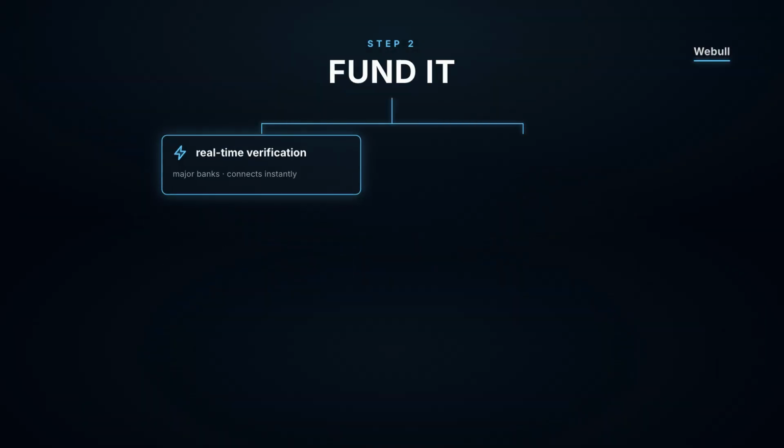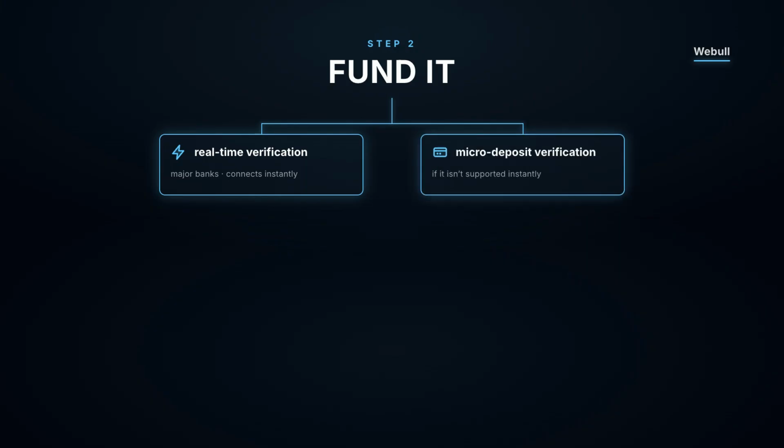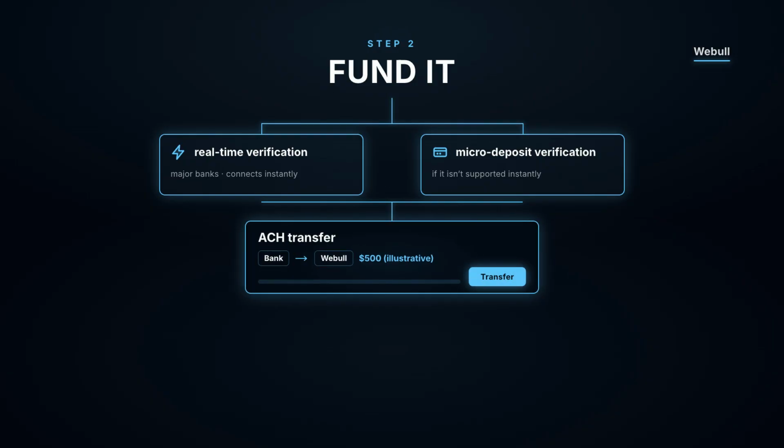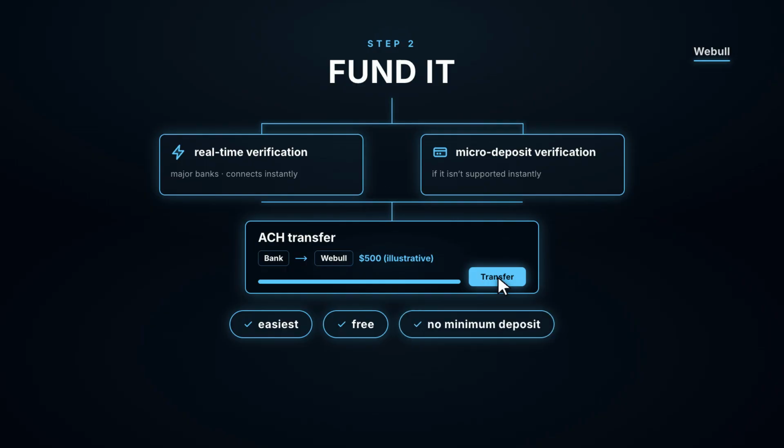Step 2. Fund it. Link your bank account, either through real-time verification if you're with a major bank, or through micro-deposit verification if it isn't supported instantly. From there, an ACH transfer is your easiest way to fund your account, and it's free, with no minimum deposit required to get started.